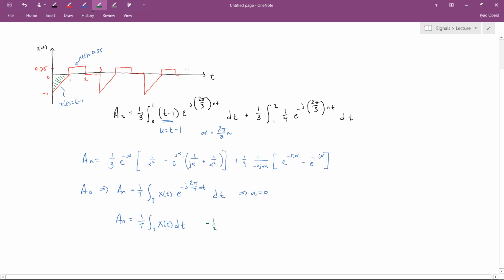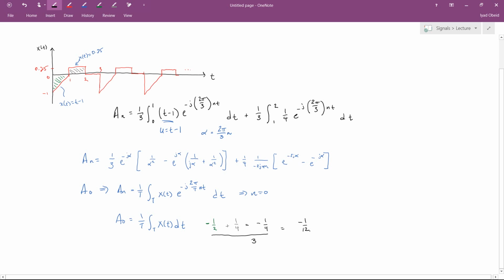Okay, it's negative because it's below the x-axis. Then we calculate this area, which is 1/4. Okay, and then there's nothing to integrate in that third section because it's 0. So the sum of those two together gives me minus 1/4. And then I'm going to divide that by the period, which is 3 seconds, to get a final a sub 0 of negative 1/12.